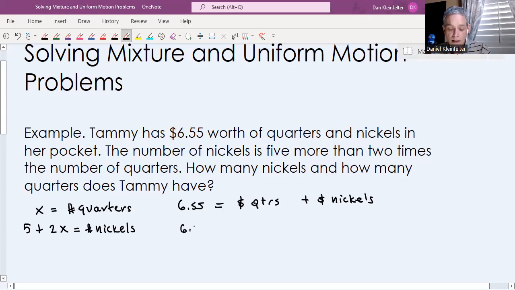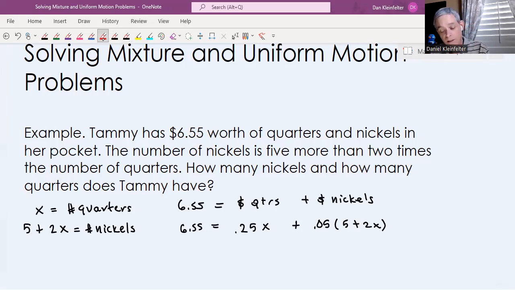So for the $6.55, each quarter is worth 25 cents, so it'll be 0.25 times X. That's going to be how much money we have in quarters. And then nickels are 0.05, and our number of nickels is 5 plus 2X. So we have a value, 25 cents, times a number of coins, and then a value, 5 cents, times the number of coins. We add all that up and it should equal $6.55.